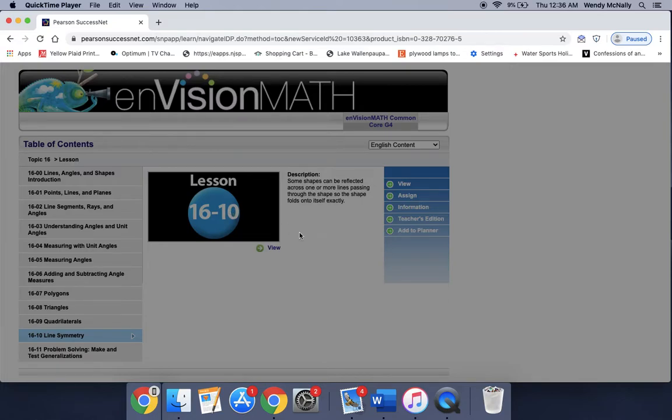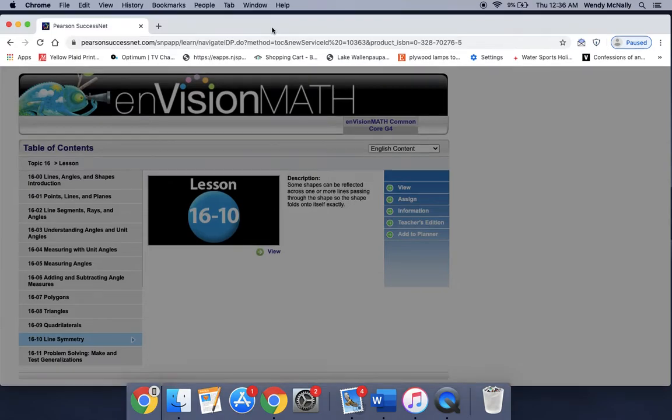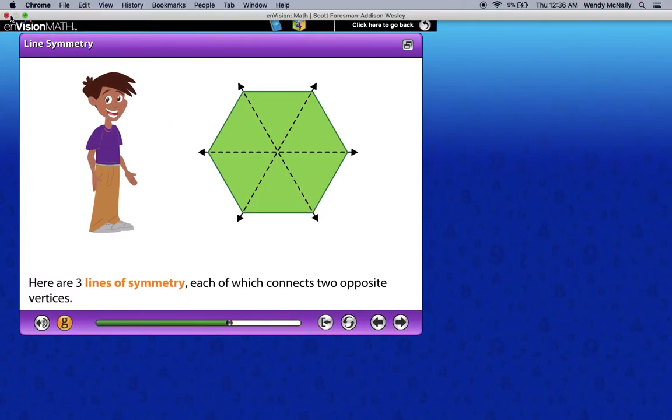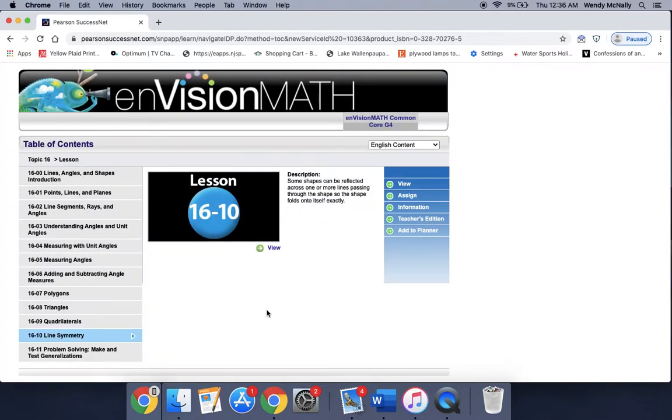So for today, we are going to be beginning 16-10, which is all about lines of symmetry. When you are discussing lines of symmetry, that basically means that it is the same on one side as it is on the other. So think of a piece of paper. If you were to fold a piece of paper in half, and then unfold it, one side is the same as the other because you folded it directly in half. The line of symmetry is the line that cuts the figure or the picture, either in half or diagonally in half, in order to make it symmetrical, or the same on one side as it is on the other.